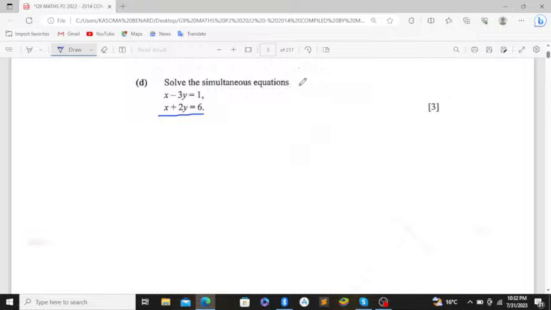Solve the simultaneous equations. So we have got two equations here which we need to solve. We're going to use the elimination method. Here it's positive and here it's positive. I want to get rid of the x's. As you can see, they are equal, so that is the easiest way I can do it, to get rid of the x's. This is positive and this is positive, so I'm going to subtract.